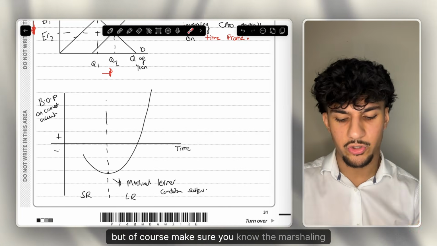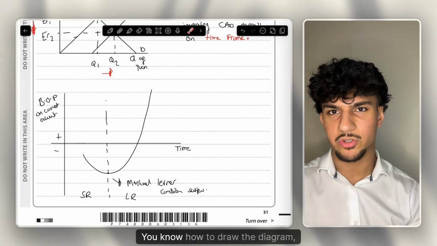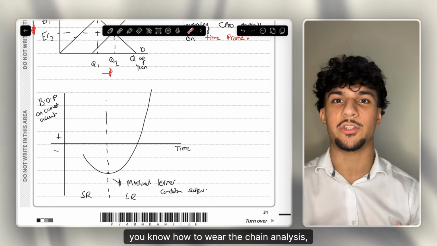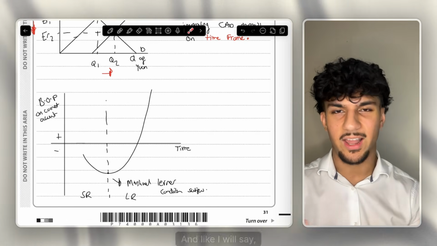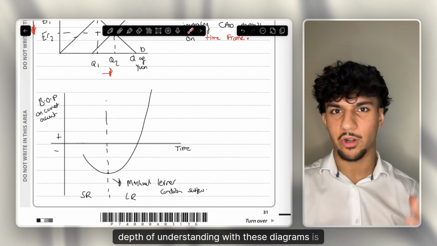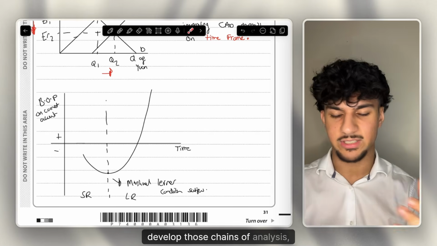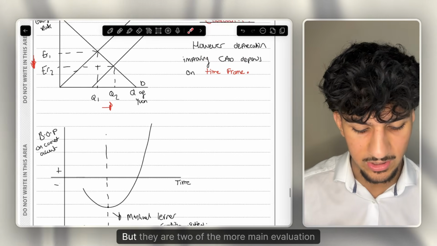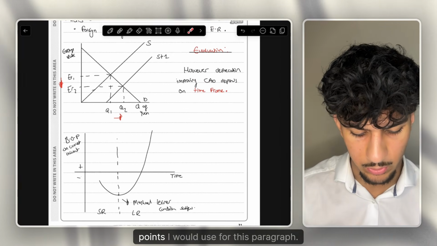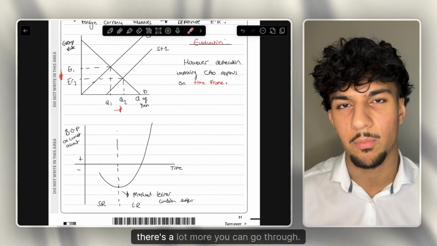But of course, make sure you know the Marshall-Lerner condition in depth, you know how to draw the diagram, you know how to word the chain of analysis, you know what the Marshall-Lerner condition actually means. And like I will say, depth of understanding with these diagrams is absolutely key for you to be able to demonstrate that knowledge, develop those chains of analysis, pick up those evaluation marks. But yeah, they are two of the main evaluation points I would use for this paragraph. Like I said, there's a lot more you can go through.